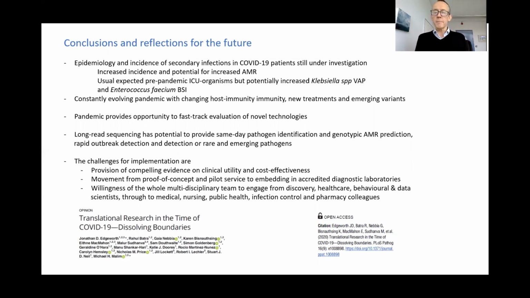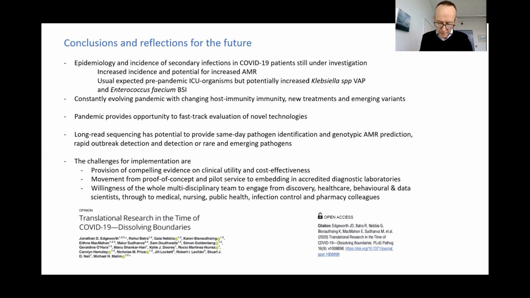I think there's emerging evidence that 2 bugs are dominating. One of them is Klebsiella, particularly in ventilator-associated pneumonia. And actually, I haven't talked about it today, but probably Enterococcus faecium is a cause of bloodstream infections. It is the second emerging organism. But of course, this pandemic is continually evolving. Things might change with changes in host immunity, new treatments, emerging variants.